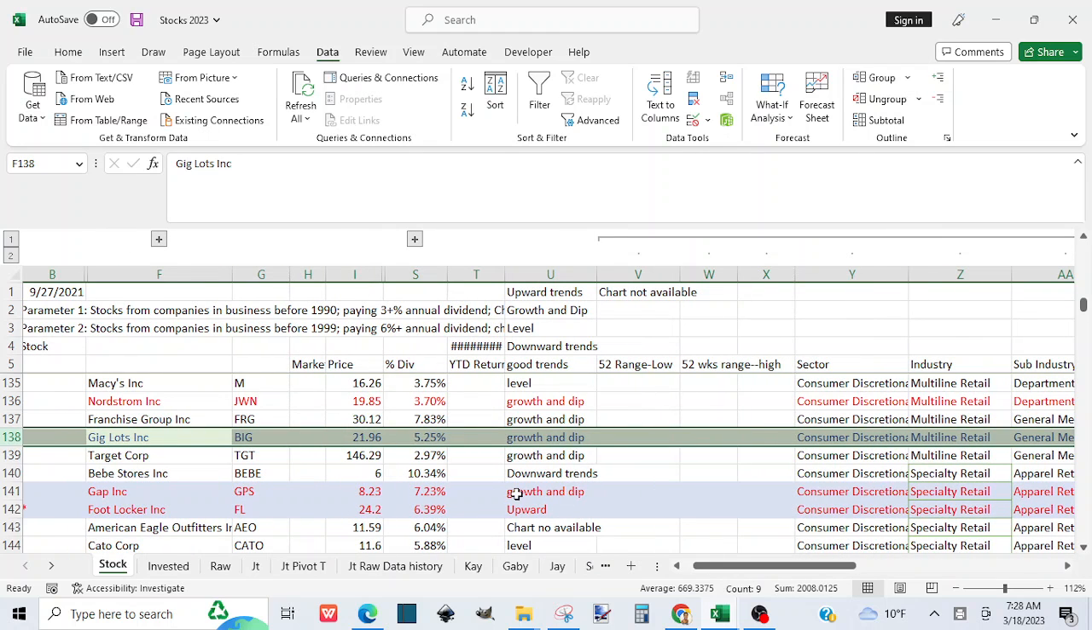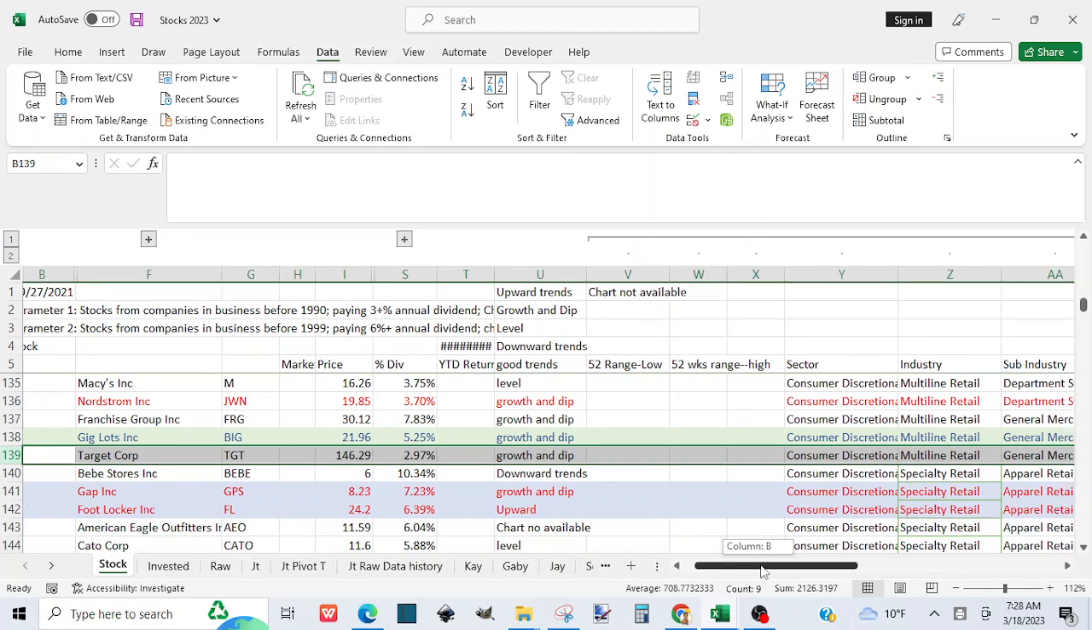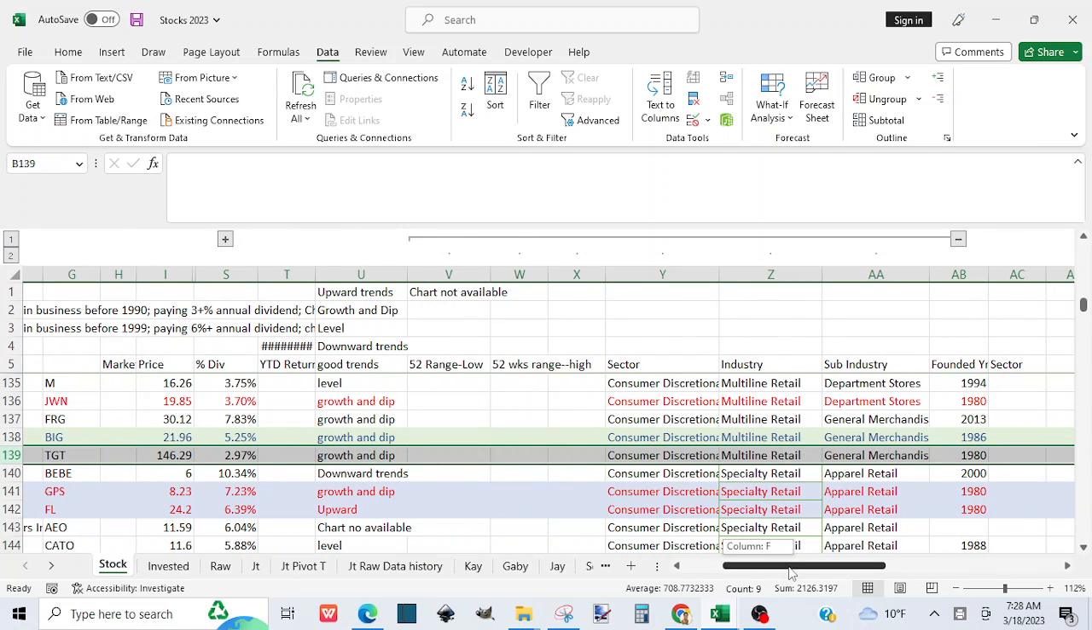So if the upward ones are only paying maybe 3%, 4%, then maybe you can invest in some of those that show growth and dip but pay a higher dividend. Does that make sense? Not necessarily the one that is paying you 297%. I'm just in target here, but it's up to you, whatever you set your parameter to be.